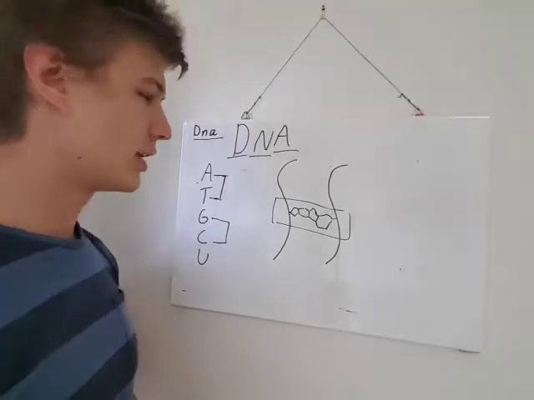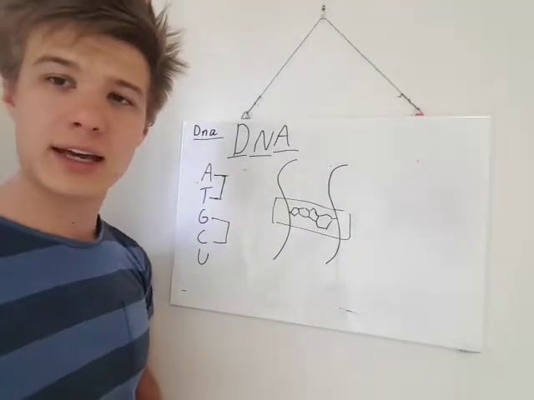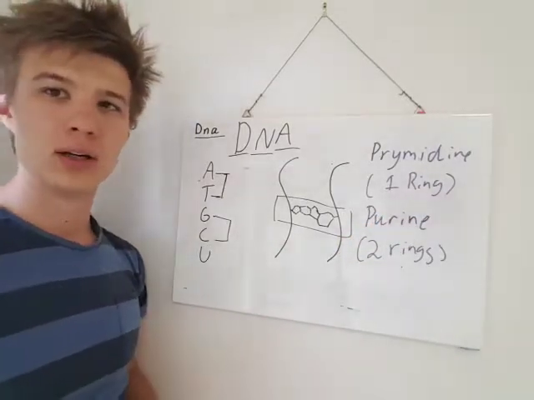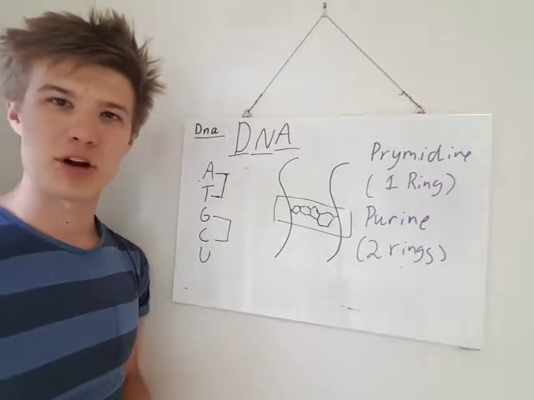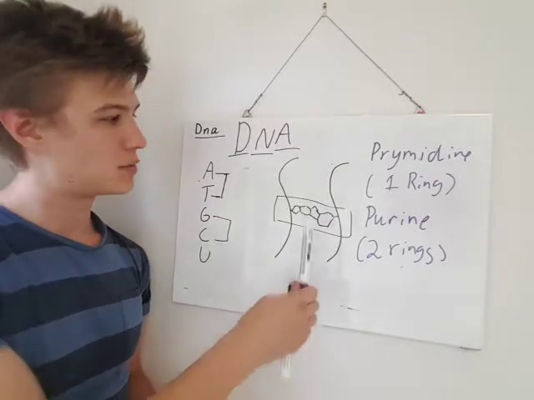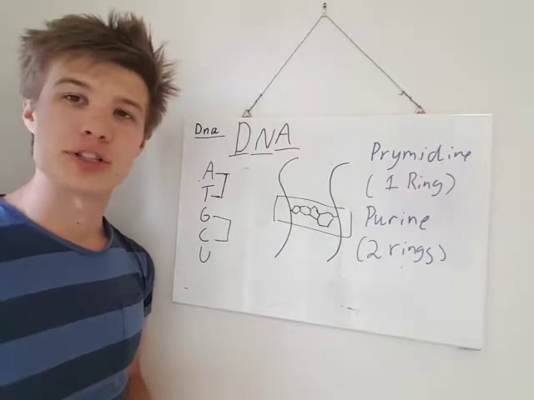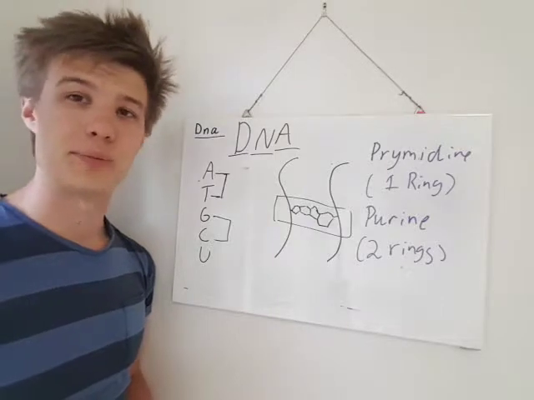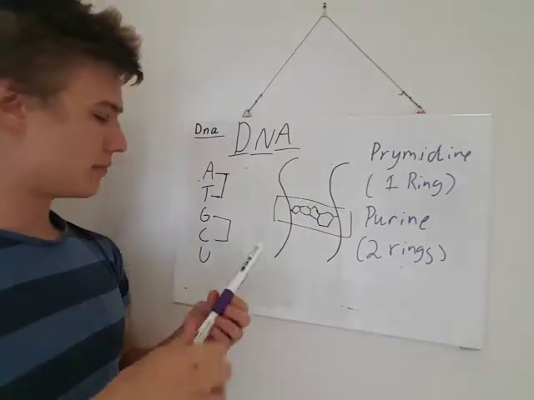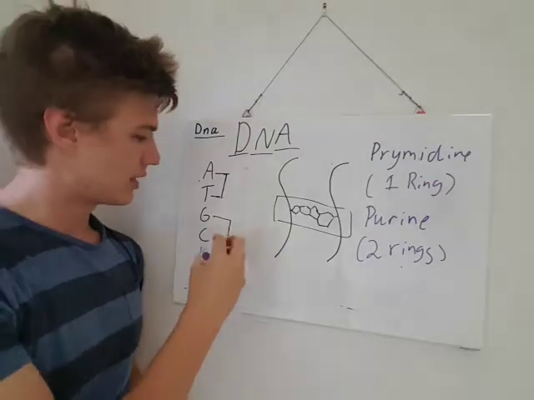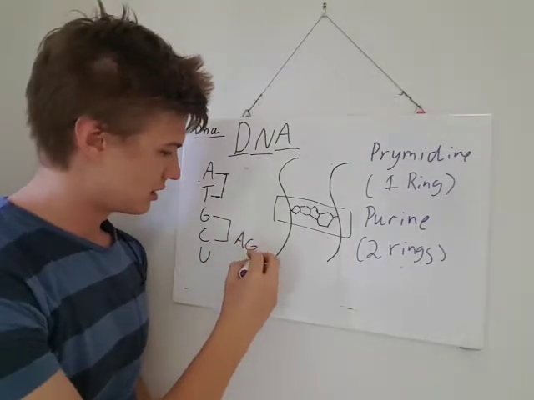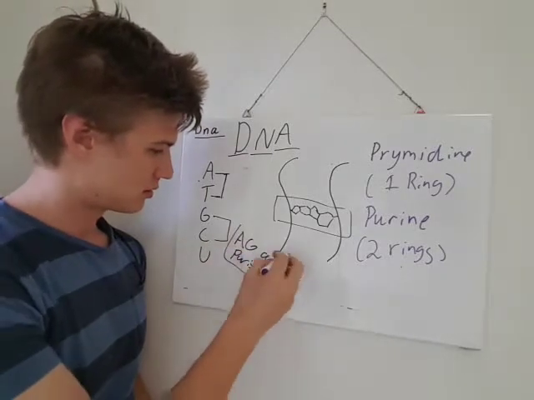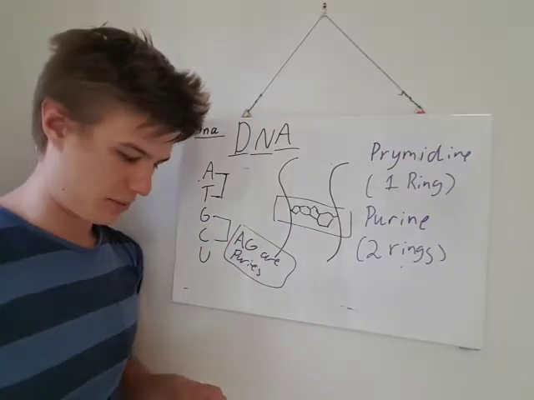Now, what is a pyrimidine and a purine? A pyrimidine has one ring in its nitrogenous base. And a purine has 2 rings in its nitrogenous base. And the way to remember which ones of these they are is A, G are purines, and the others are pyrimidines.